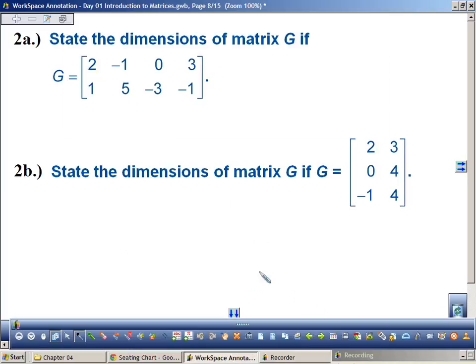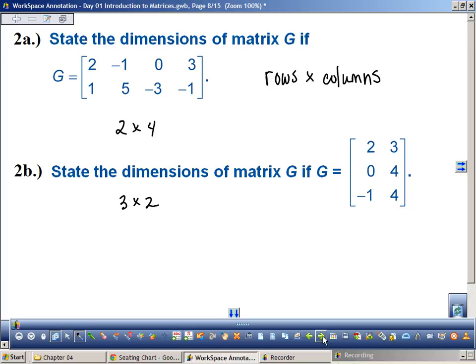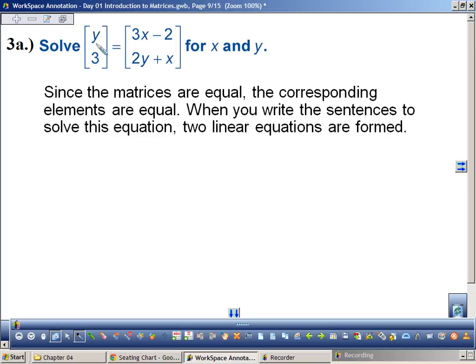Okay. Same with this. State the dimensions of matrix G. What are the dimensions of this? It's a 2 by 4. It's not a 4 by 2 because we say our rows first by our columns. So what's this one? 3 by 2. A 3 by 2. Okay? We need a 4 by 4. Solve.